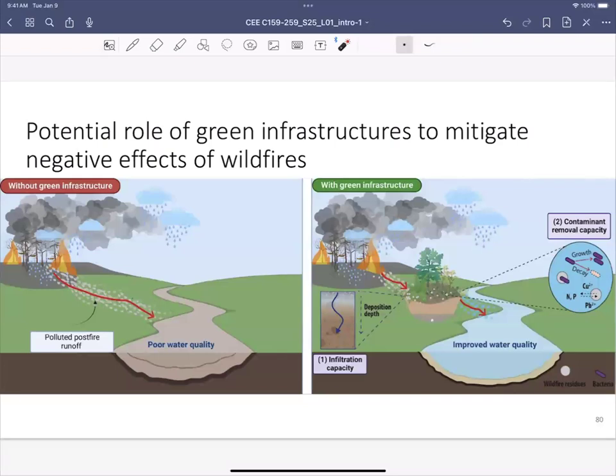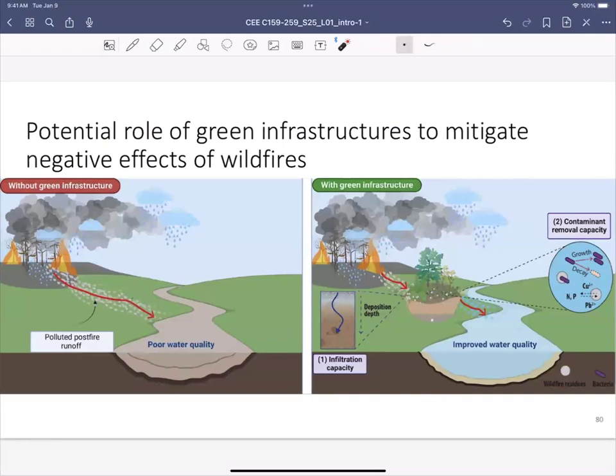So that means if we have stormwater infrastructure, it can basically intersect those contaminated runoff and capture some of the pollutants. That means having the infrastructure at the roadside at different locations to remove these wildfire ash derived pollutants can improve water quality. So this is just one way, but I want you to think a little bit more.